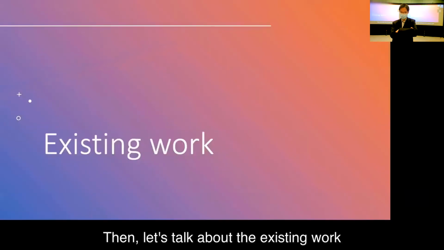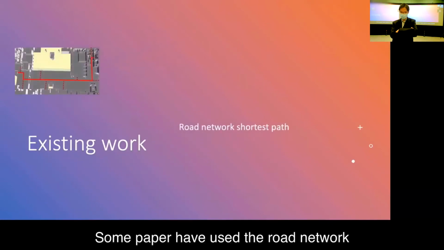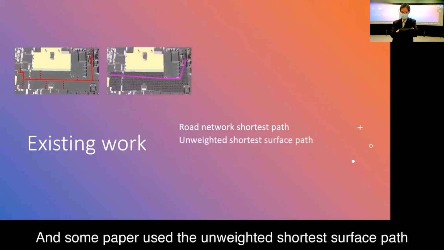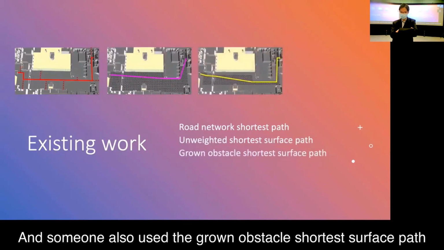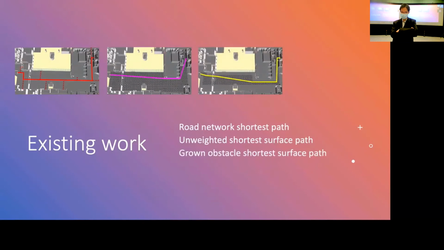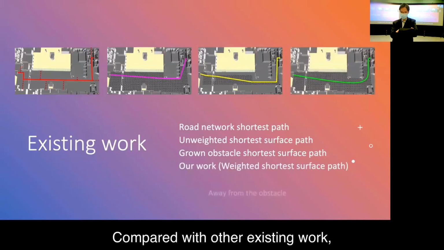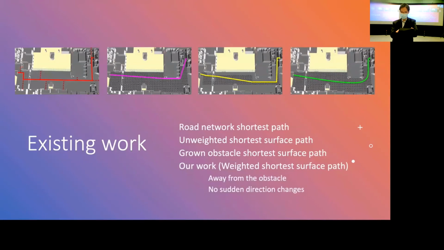Then, let's talk about the existing work. Some papers have used the road network to calculate the shortest path. It is also called the graph network. And some papers used the unweighted shortest surface path. And some also used the ground obstacle shortest surface path. In our work, we have used the weighted shortest surface path. Compared with other existing work, our path is pulled away from the obstacle, and there are no sudden direction changes.